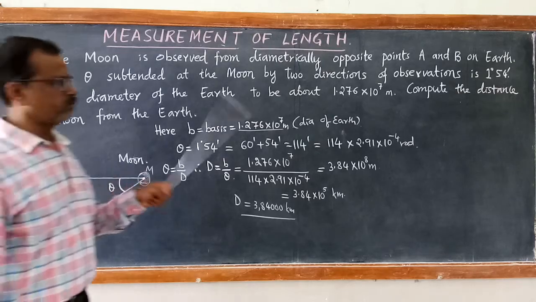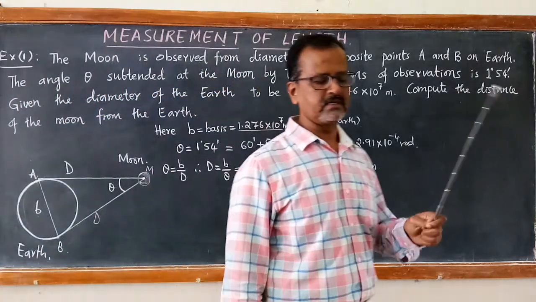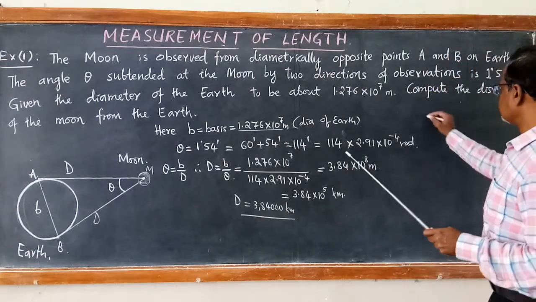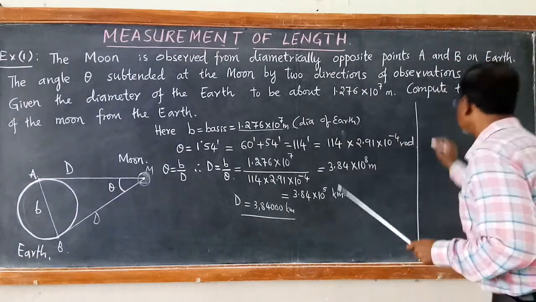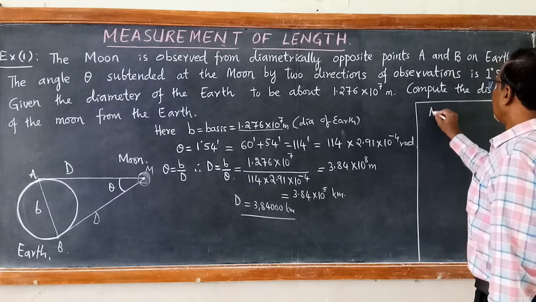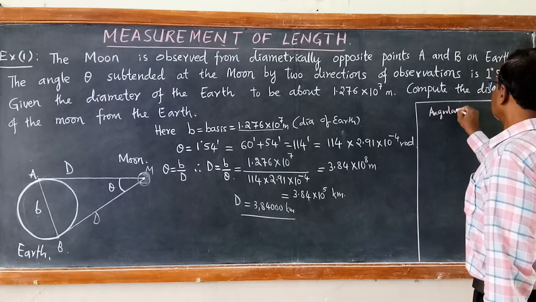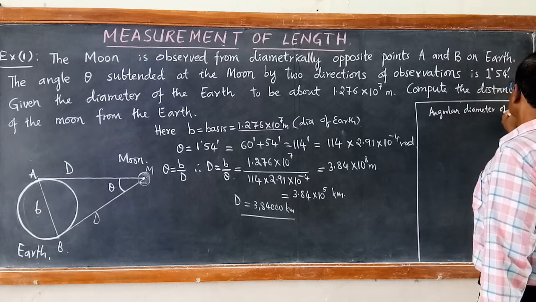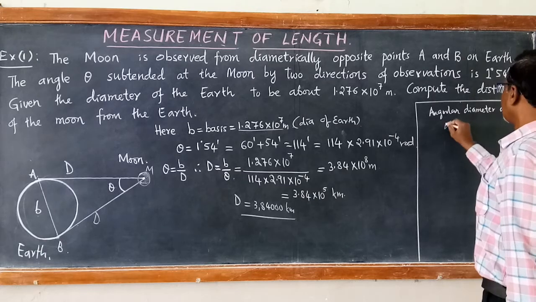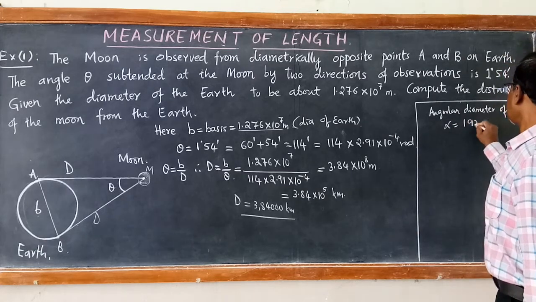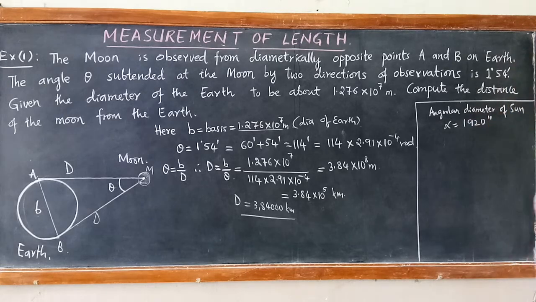Now I will give you one problem for yourself. You should try it yourself. The angular diameter of sun is given. I am writing the data here. The angular diameter of sun, alpha, is given as 1920 seconds of angle.